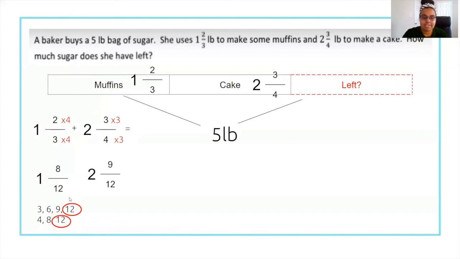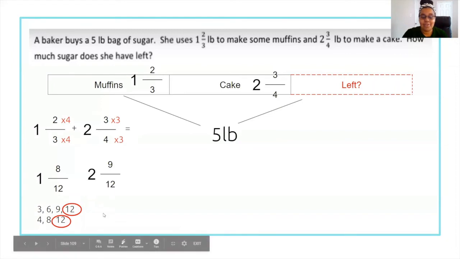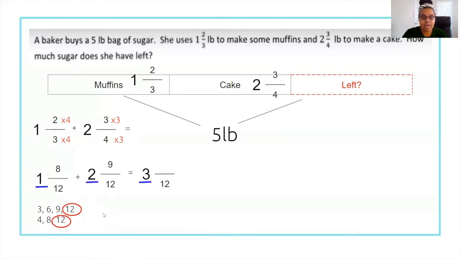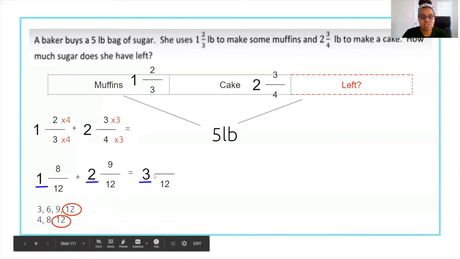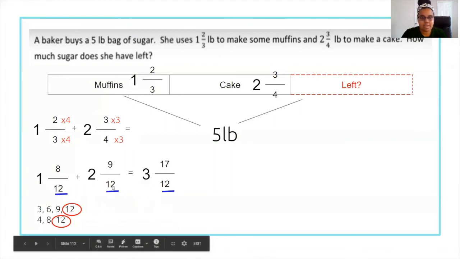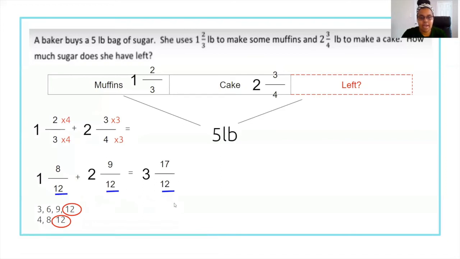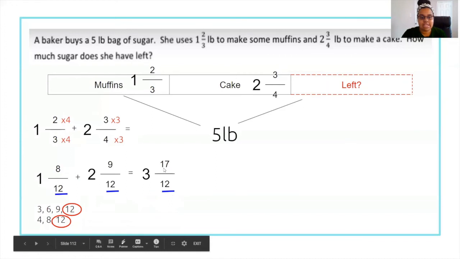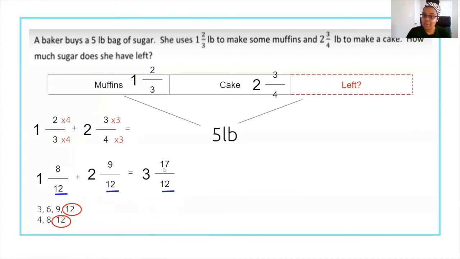Now that both of my denominators are the same, I know I can add these two fractions together. And when I do that, I know that 1 plus 2 is 3. So my whole number is going to be 3 as of right now. 8/12 plus 9/12 is 17/12. I know that my denominators stay the same when adding fractions, and 8 plus 9 is 17. So I have 3 and 17/12.